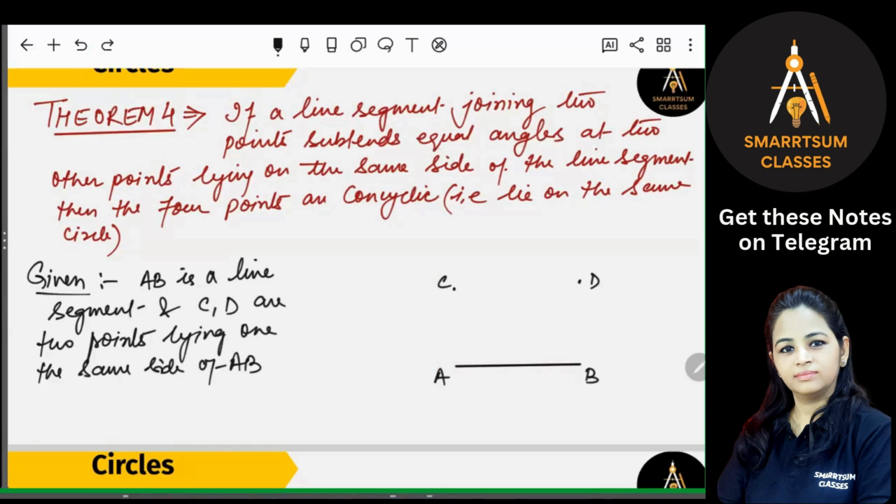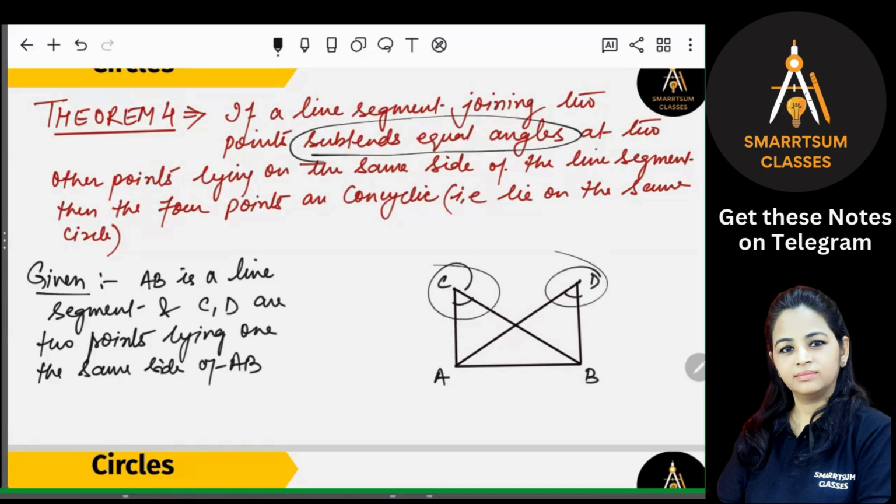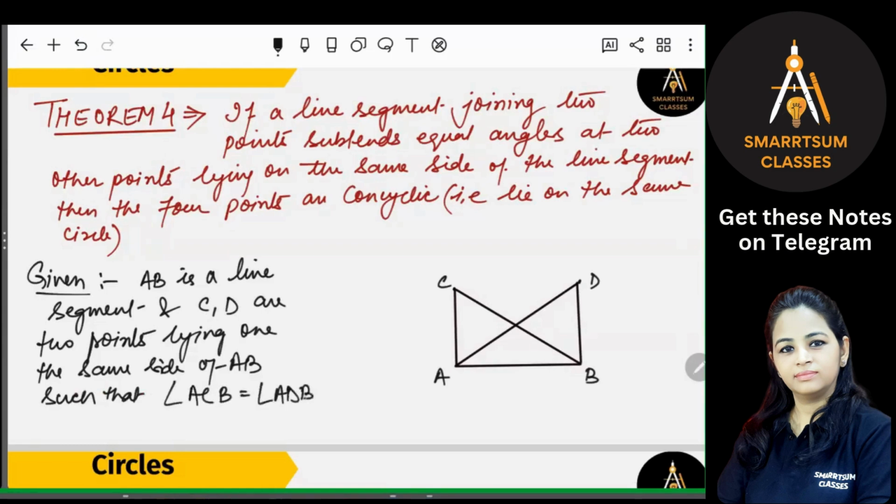That means if we draw a line and join A and C, B and C, this and this, and this and this, then line segment AB at this point C and at the point D is making an angle, right? You can see the 2 angles at these points made by this line segment AB. According to the theorem, they are subtending equal angles. That means angle C and angle D are equal. This is given here, right? So write down that C and D are the 2 points lying on the same side of AB such that angle ACB is equal to angle ADB. So this is given to you, right?